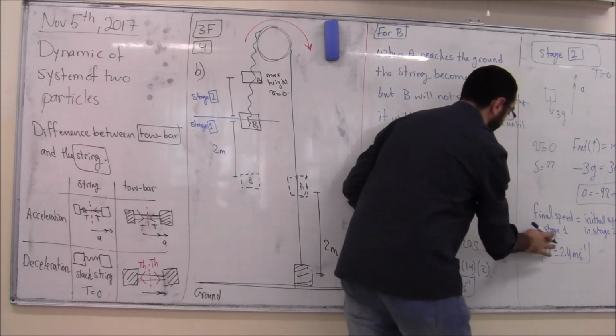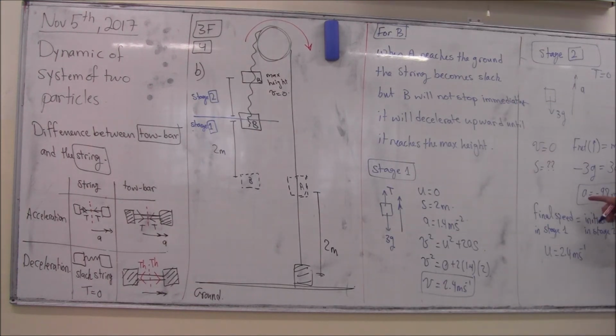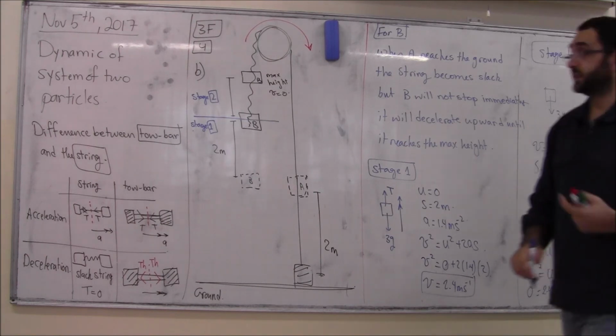Now I have u, right? Just a moment, please. I have u, v, s and a. What can I find? s. V squared equals u squared plus 2as. V squared is 0, u squared is 2.4 squared, plus 2 times a, minus 9.8, times what? s. Clear? So s equals 0.29 meters, right? Guys, 0.29.